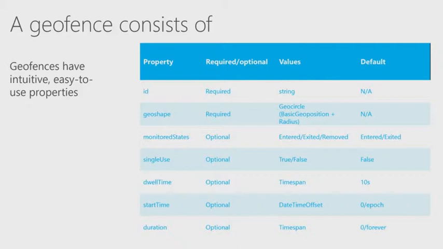Geofences have a few simple properties which allow you a wide range of customization for your particular app. Now, only the first two properties are required, and the rest are optional and have defaults if they're not declared. So you have the ID of the fence and the geoshape of the fence. The ID is a string, and the shape is a geocircle, which I described earlier, consisting of a basic geoposition and a radius, the basic geoposition being the latitude and longitude. Geofencing only supports circles at this time.